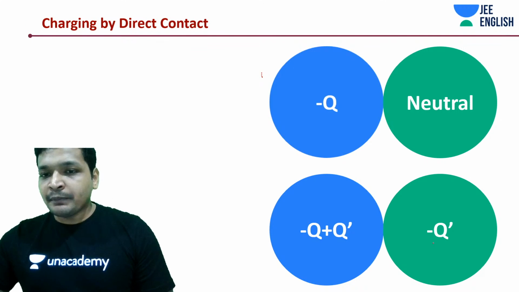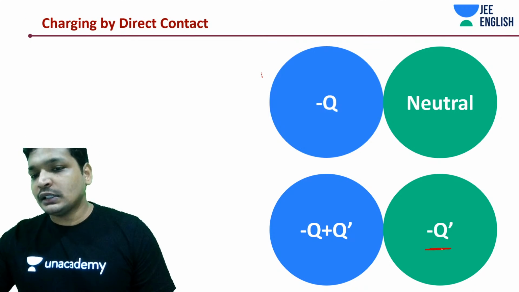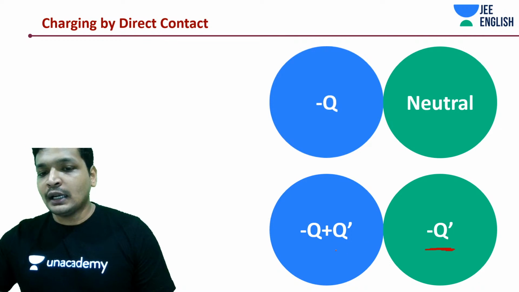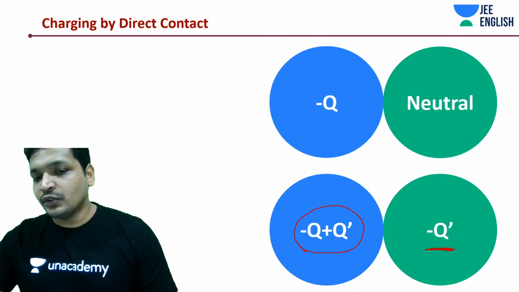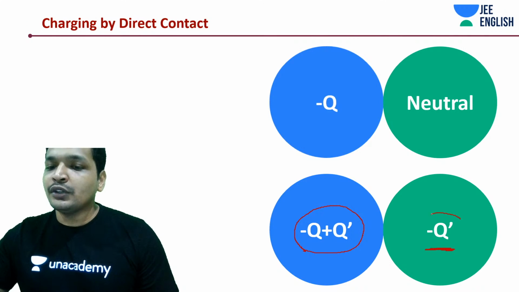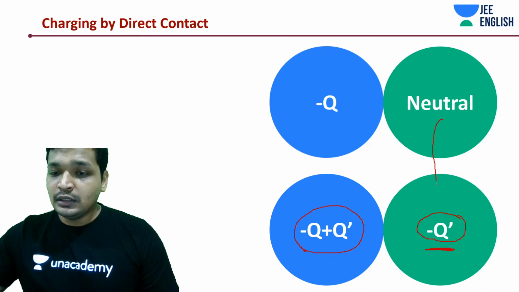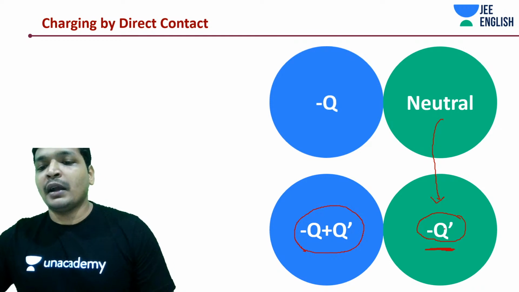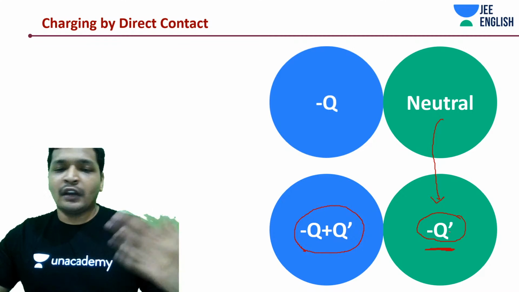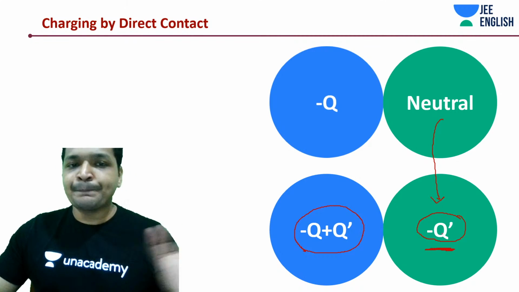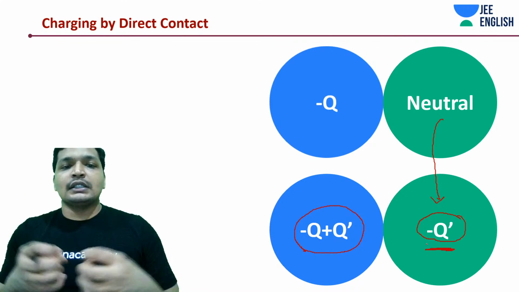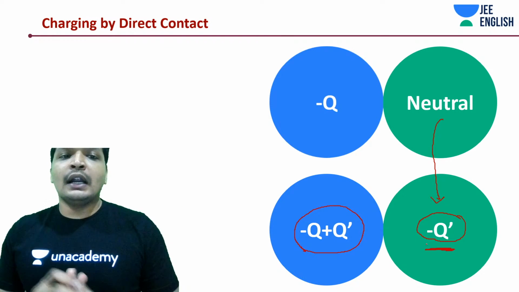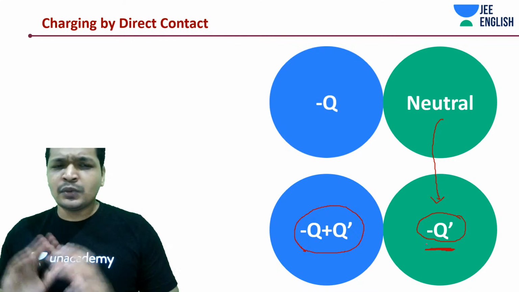There would be some electrons that have been transferred to this green one, and that is the amount of electrons lost in the blue one. So the net amount of charge finally after bringing them in direct contact is going to be minus Q plus Q dash, whereas the one which was earlier neutral has gained minus Q dash coulombs. You can find out the number of electrons by dividing it by minus e. So you can bring both conductors in direct contact and transfer the charges. This is one of the ways to do it.